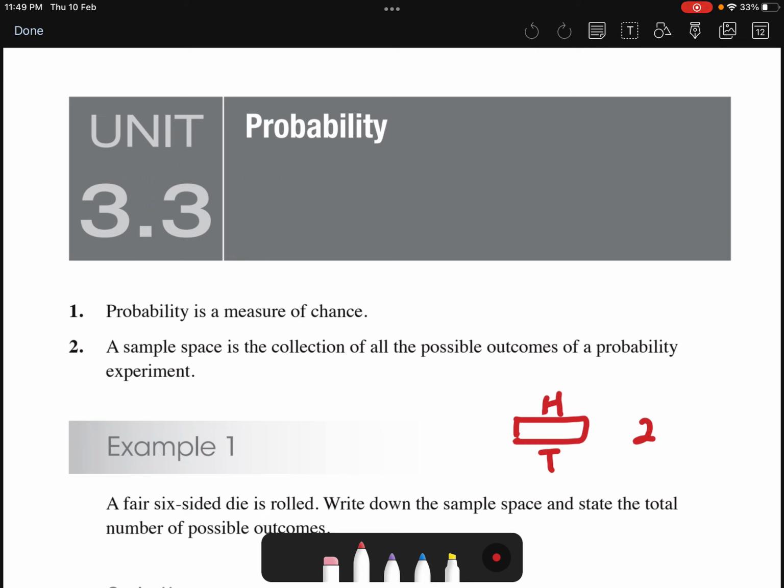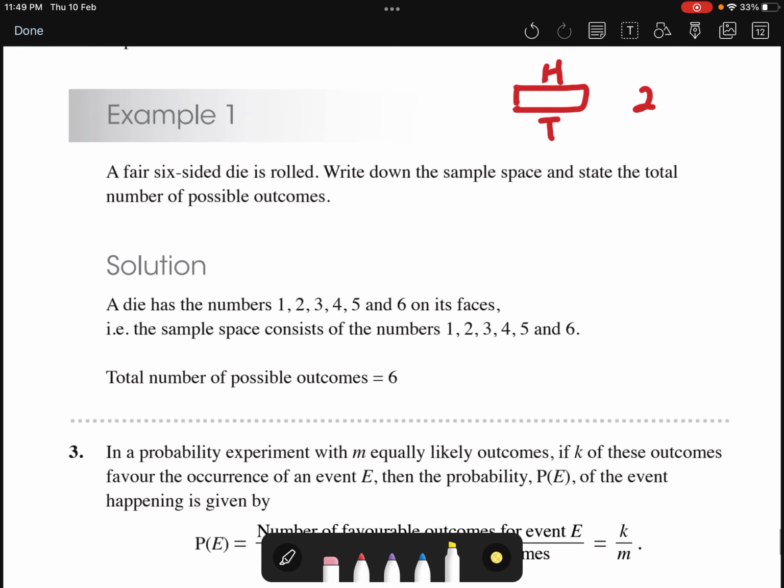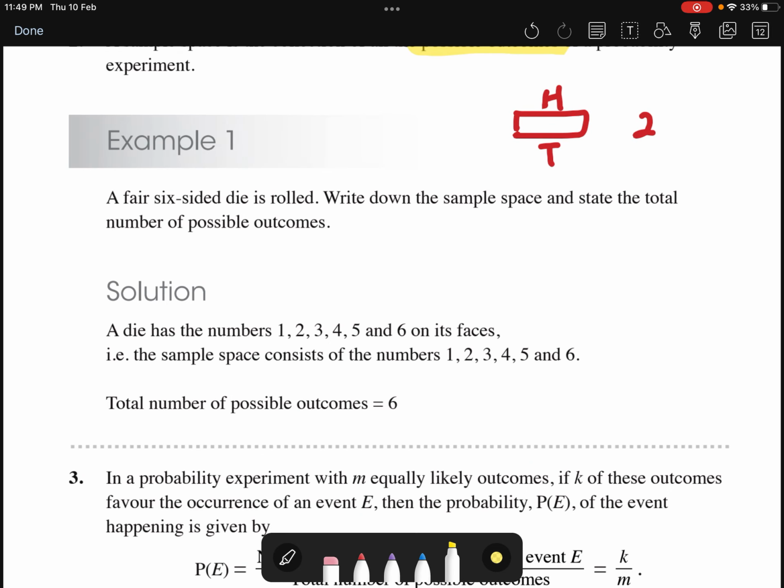Sample space is the collection of all the possible outcomes. For example, if I bring your attention to example one, a fair six-sided die is rolled. Write down the sample space. What are all the outcomes that I can write down? I can write down 1, 2, 3, 4, 5, and 6. So there will be a total of 6 possible outcomes. These are what I call the sample space.